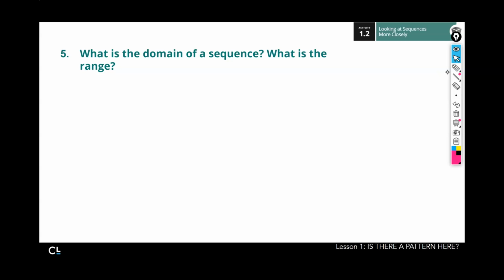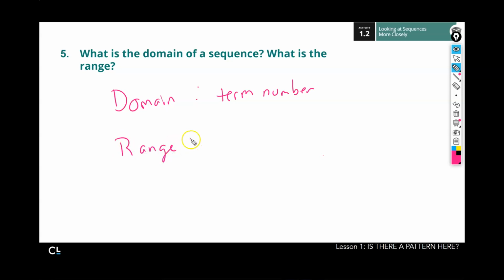What is the domain of a sequence? What is the range? The domain of a sequence is all the integers beginning with 1. The range of a sequence varies upon the function. Remember that your domain is your term number. Your range is what makes up that term number.